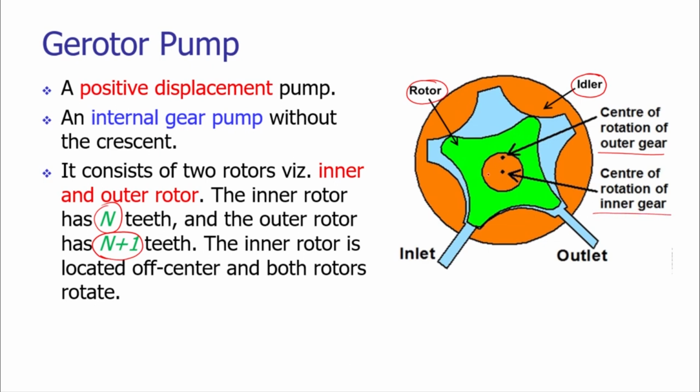These 2 points are not concentric, and this eccentricity is also helping to carry out the function of the crescent. There are 2 ports, the inlet port and the outlet port. They are doing the regular duty of taking the fluid inside the pump and delivering the pressurized fluid to the load or the application.